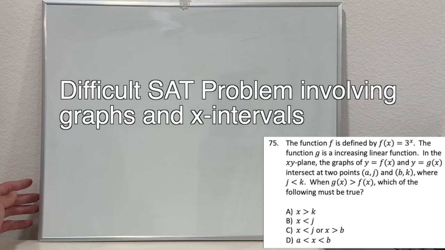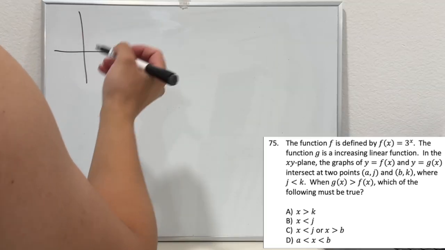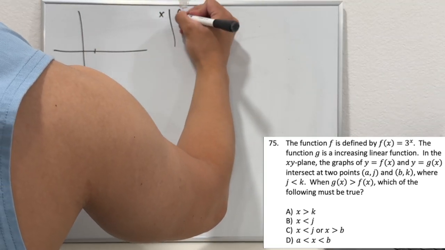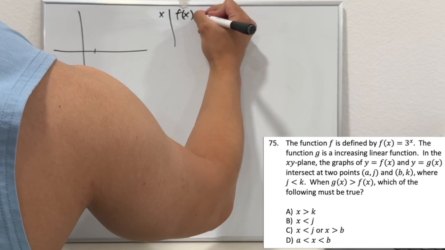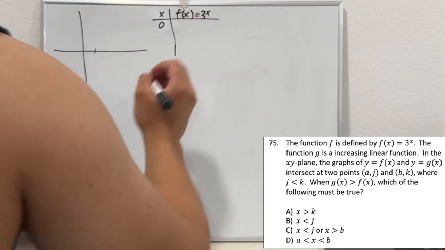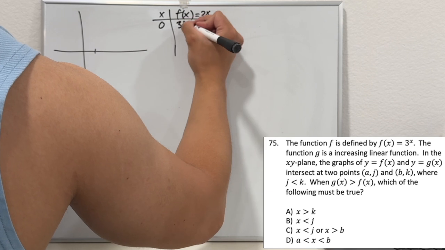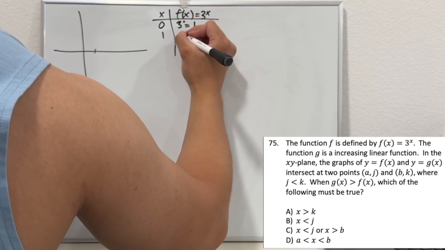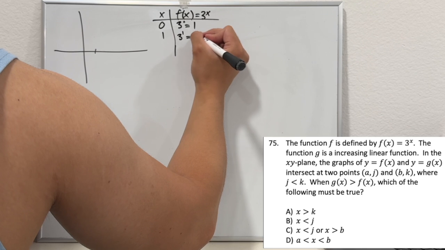Now there's a lot of information being thrown at us in this problem, but first of all we know that f of x is 3 to the x. If we imagine what it looks like, x, and we have f of x, which is also equal to 3 to the x. So if we plug in x equals 0, we get 3 to the 0, which equals 1. If we plug in 1 for x, we get 3 to the 1 power, which equals 3.